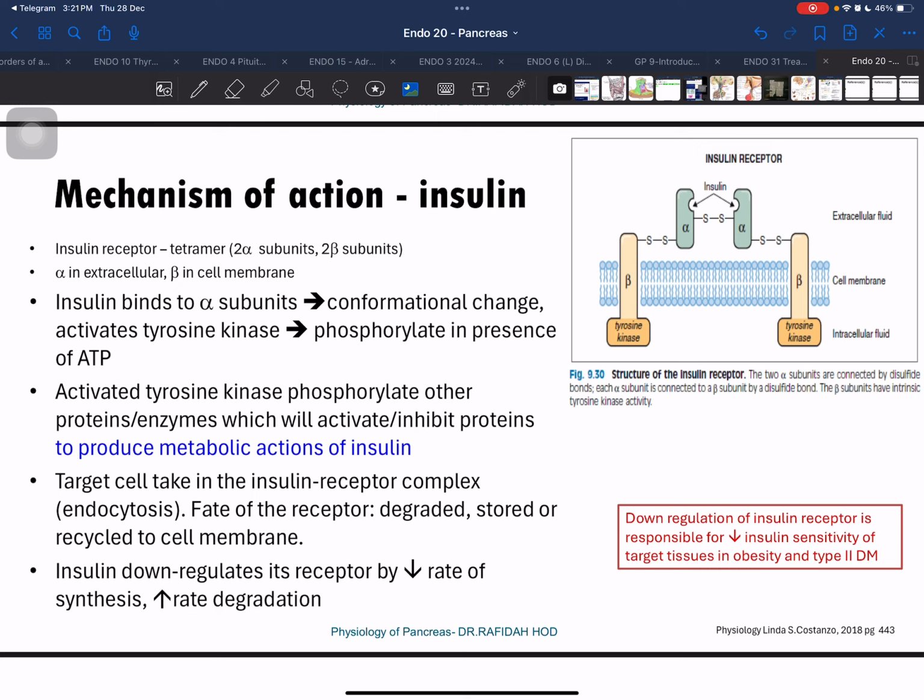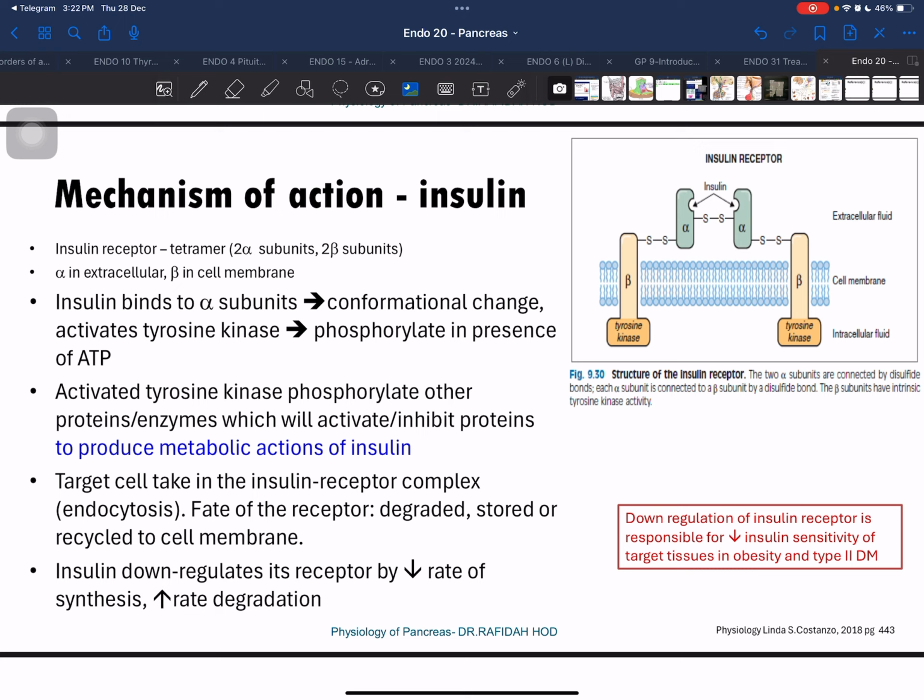Once that is done, you have this activation of the enzyme tyrosine kinase. With that, dia akan phosphorylate with the presence of ATP. Phosphorylation ni yang akan menyebabkan all the metabolic actions of the insulin, which we have discussed tadi. That means to promote uptake of glucose and all that, increase amino acids, to inhibit lipolysis. So all those metabolic actions of the insulin.